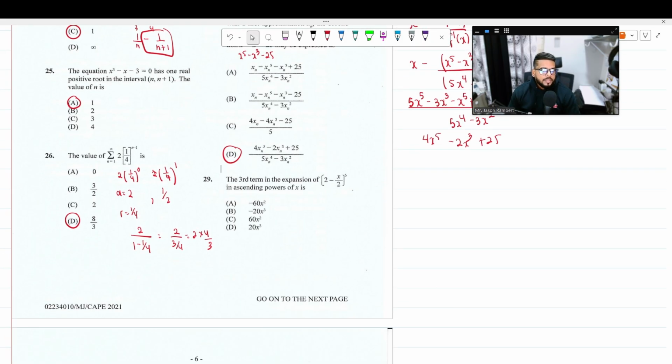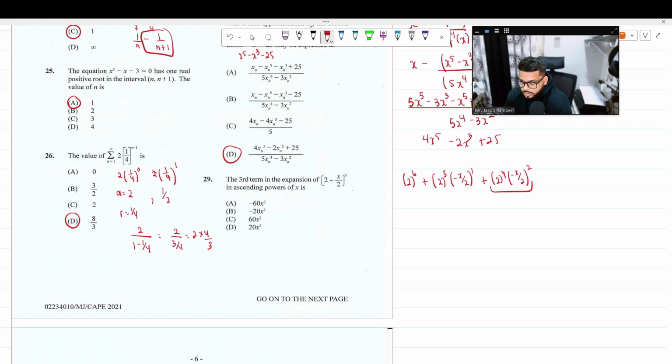The third term in the expansion in ascending powers of x is, so we can actually just expand it out. So it's going to be a simple binomial expansion. It's going to be 2 to the power 6, plus 2 to the power 5 times minus x over 2 to the power 1, plus 2 to the power 4 times minus x over 2 squared.